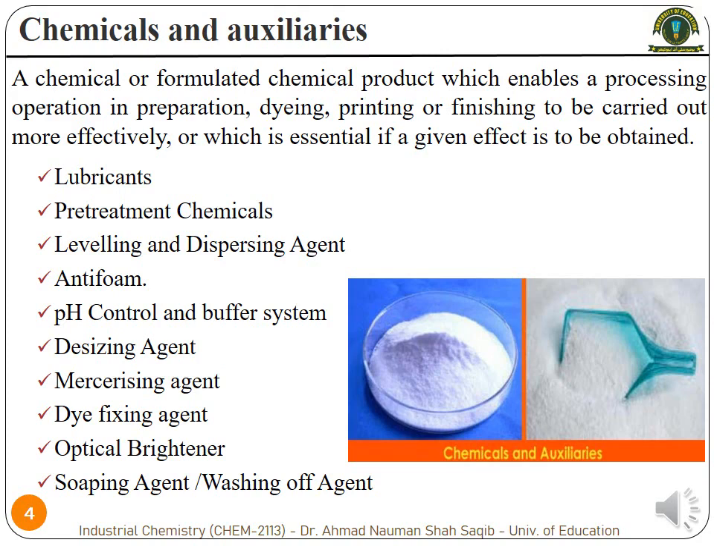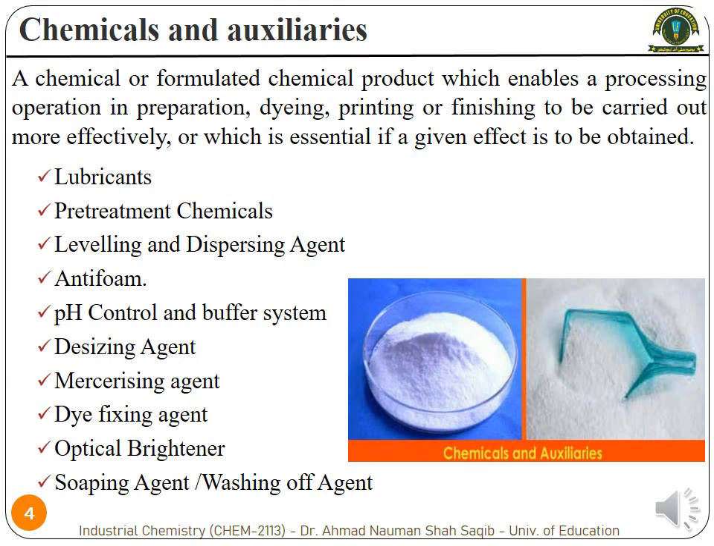So the chemicals, auxiliaries that are used, they are necessary in the production process, or printing, or the dyeing process; they assist that process or enhance the efficiency of those processes. So based on where they are used, they can be of multiple kinds.